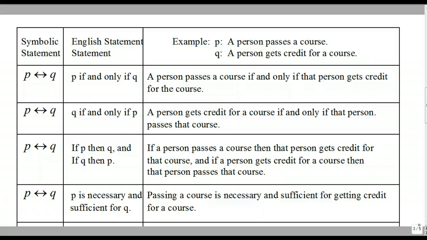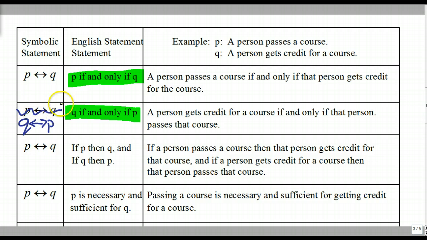This is the one that we honestly see most often, these two right here. So a person passes a course if and only if that person gets credit for the course. And the second one, a person gets credit for the course if and only if the person passes the course. And notice that it doesn't really matter which one is listed first, P or Q. It doesn't matter. This is written wrong, by the way. Let's change it. It should be Q first, P. Okay?